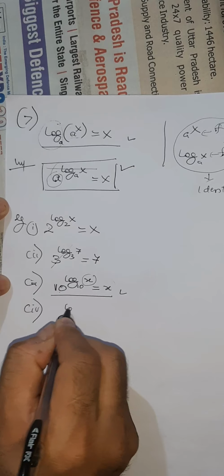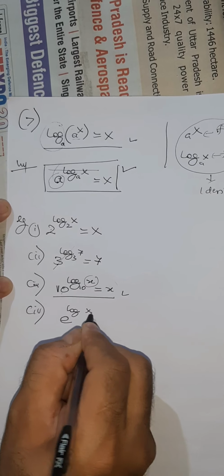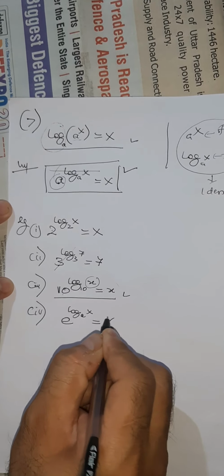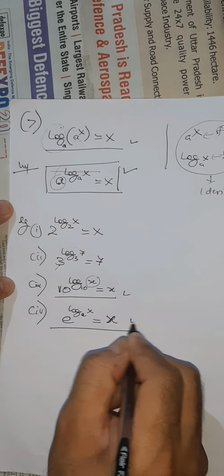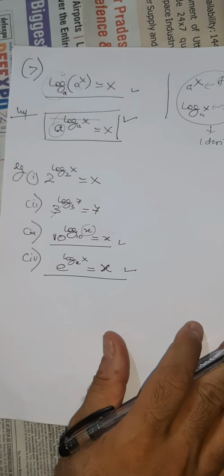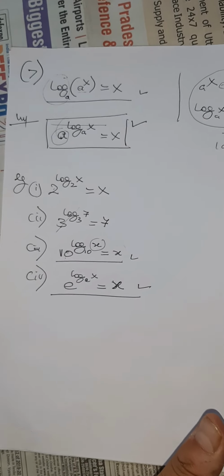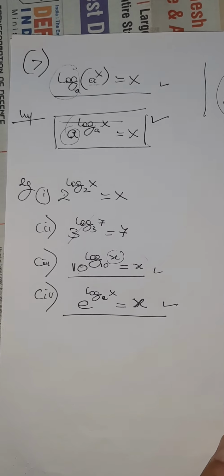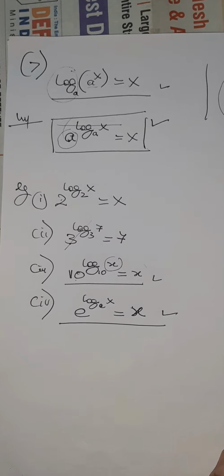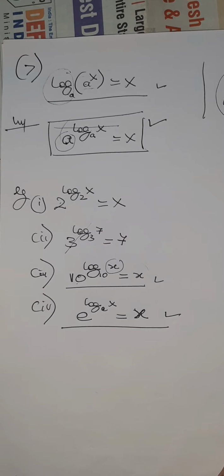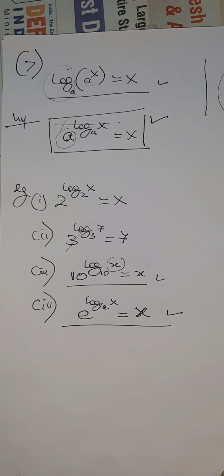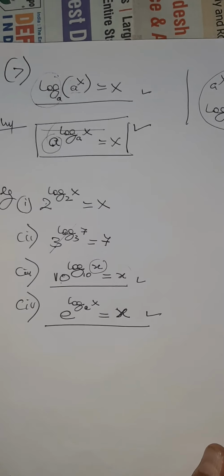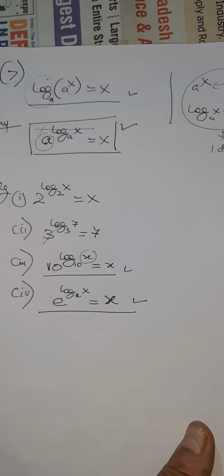Suppose I have e raised to log x to the base e, then the answer will be x itself. We use this. So these are the properties of the logarithmic function. I just want to show you the graph of the log function and the exponential function. For detail you can refer to the textbook.